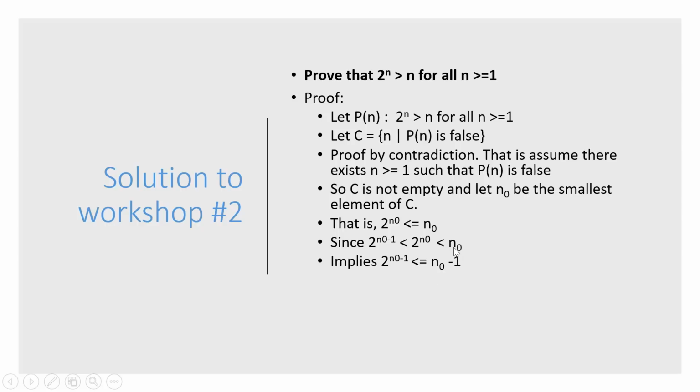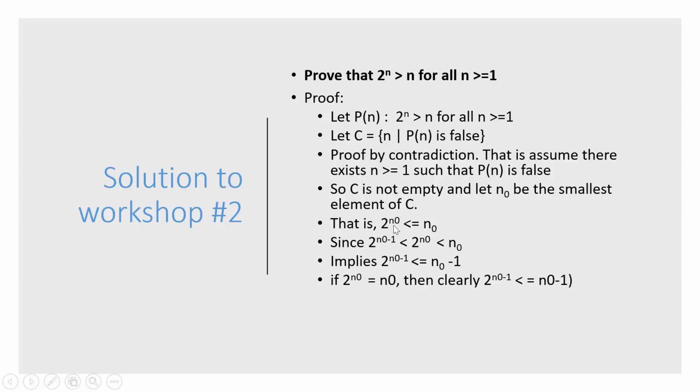Now, if 2^n0 is strictly less than n0, that means that 2^(n0-1) must be less than or equal to n0-1. So this proves that there's another element, n0-1, which belongs to C if n0 is there.